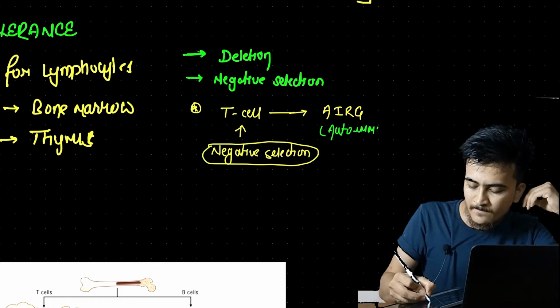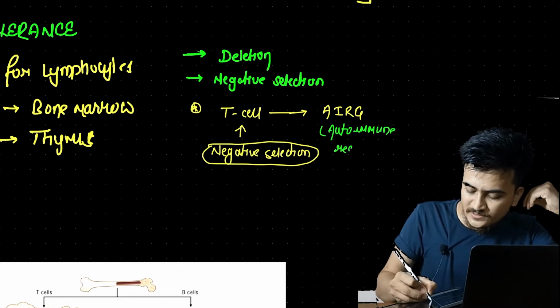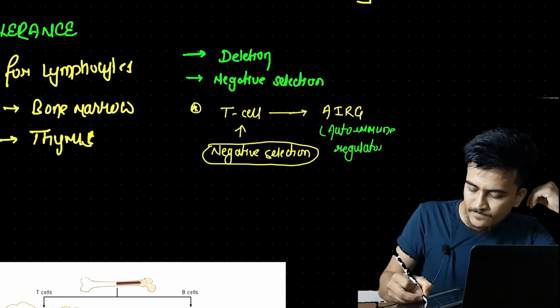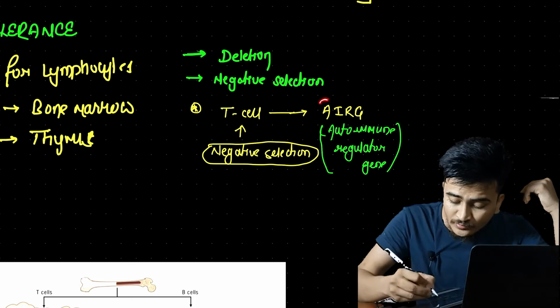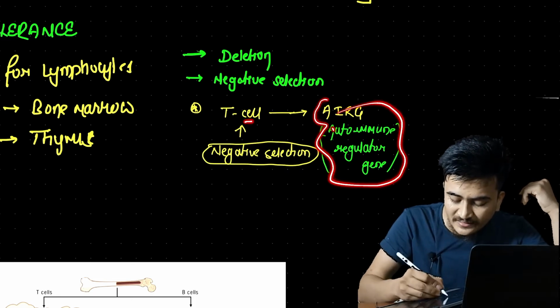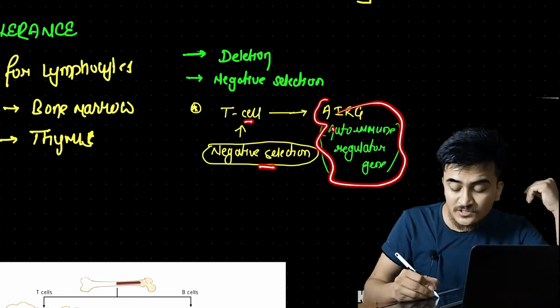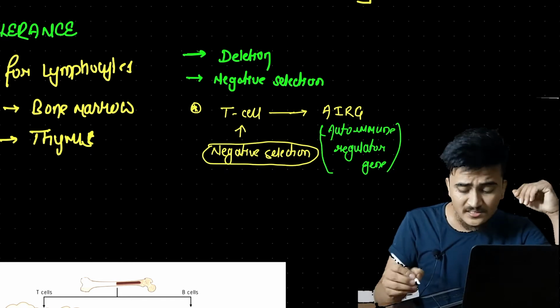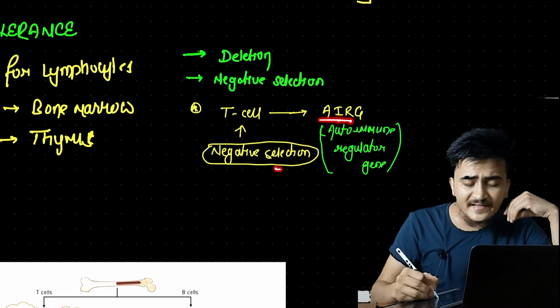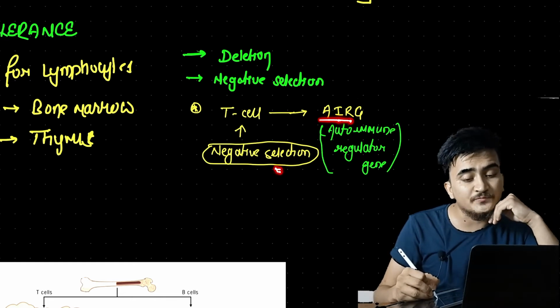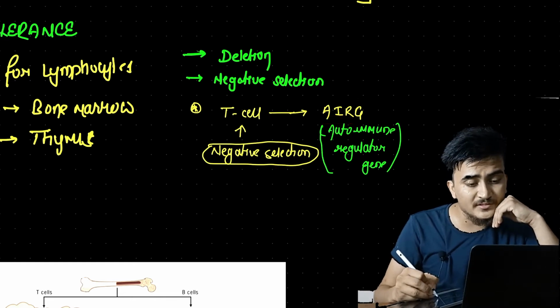Autoimmune regulator gene. And what is this autoimmune regulator gene doing? The autoimmune regulator gene is helping this T cell with the process of negative selection. That means because of this AIRE gene, these self-reacting T cells are being removed from the body, right? These are being removed from the body.